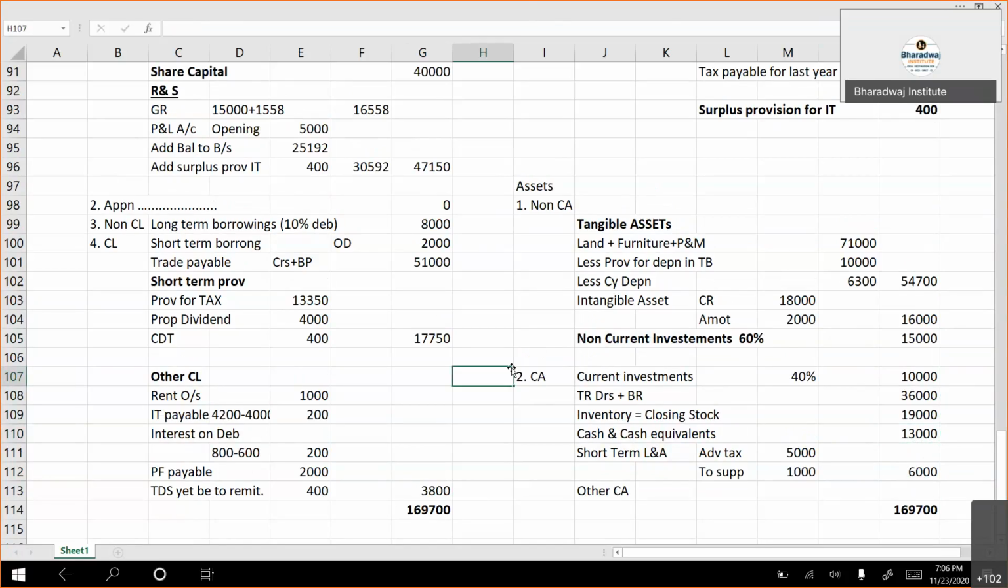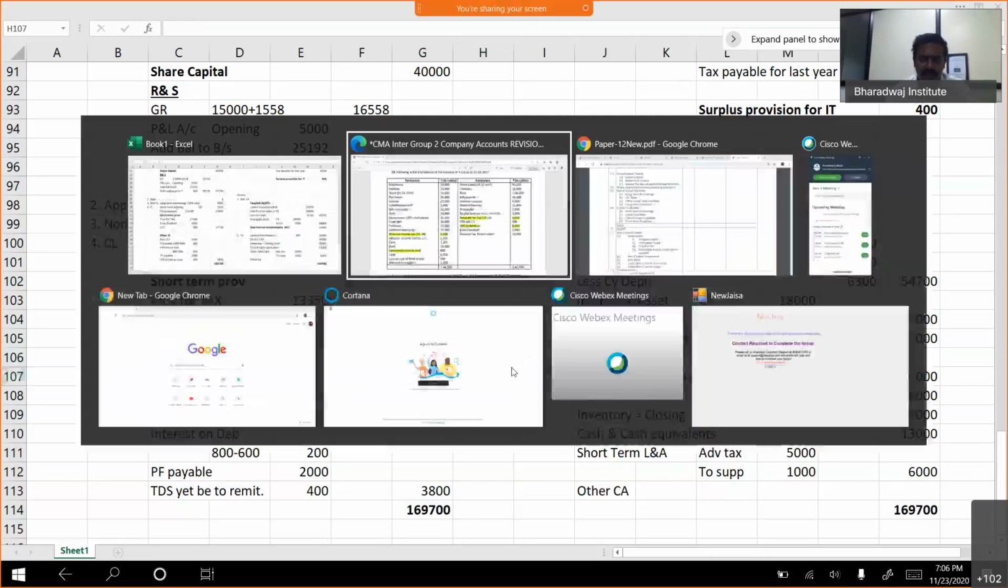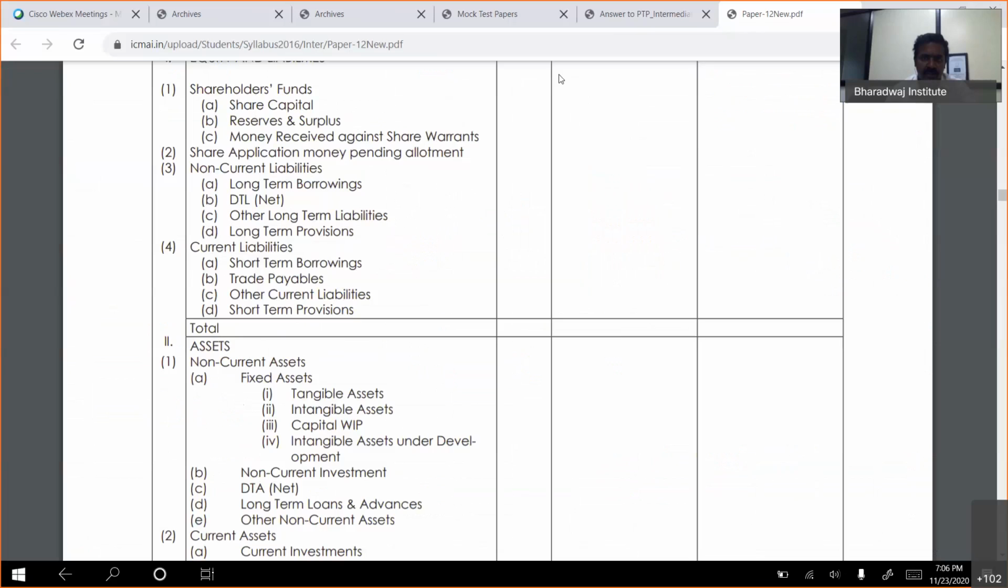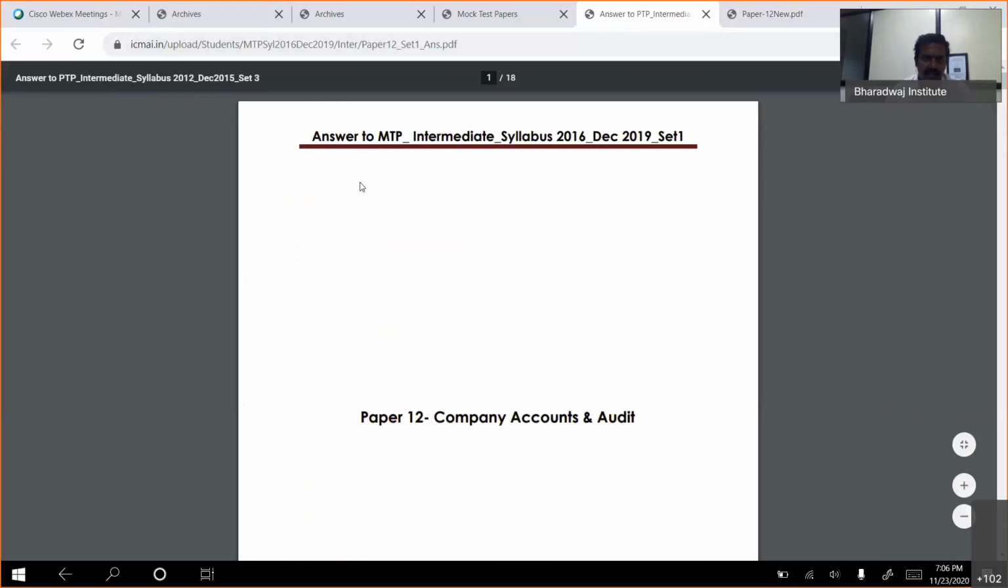So this is about preparation of final accounts. Like this you can practice some problems. You can practice some problems either from your study material, or you can see the practice test papers given for December 2019. It had one final accounts problem.